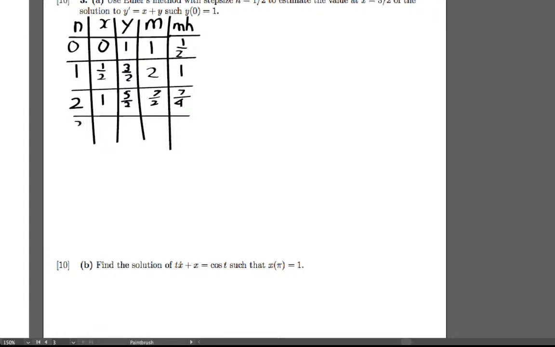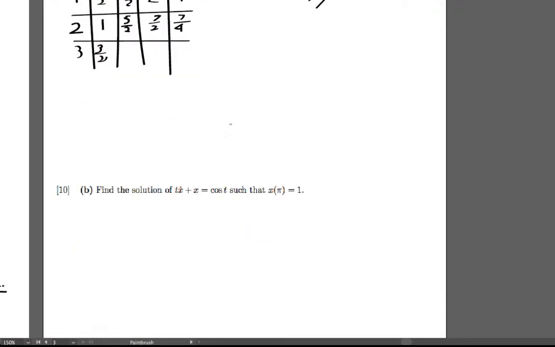And so lastly, when you take the third part, this would be 3 over 2, the one that we want to figure out when x equals 3 over 2. The result would be 5 over 2 plus 7 over 4, that would be 17 over 4, which equals 4 and a quarter. And that's the answer.